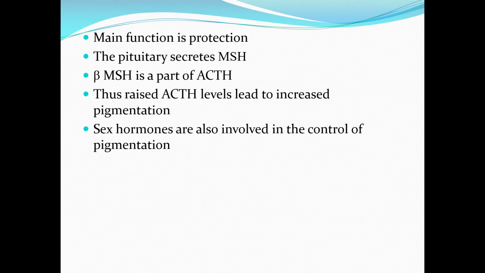Their main function is protection. The pituitary gland secretes melanocyte stimulating hormone, which is a part of ACTH. So whenever there is an increased ACTH level, it will lead to increased pigmentation. Sex hormones are also involved in the control of pigmentation. So any abnormality with these two, ACTH and sex hormones, also leads to variation in pigmentation or pigment disorder.